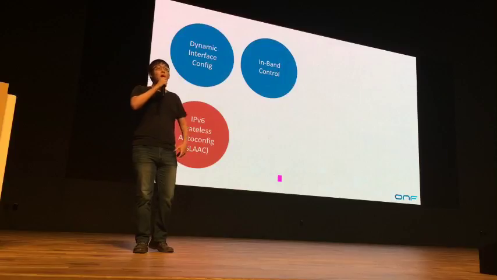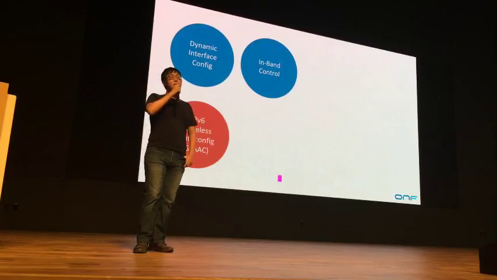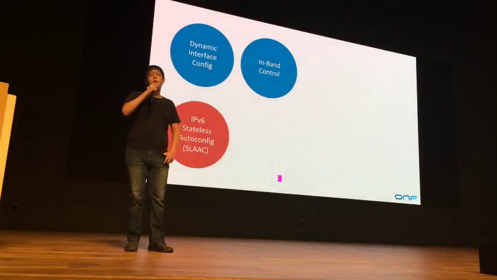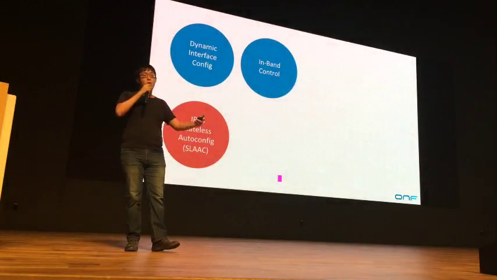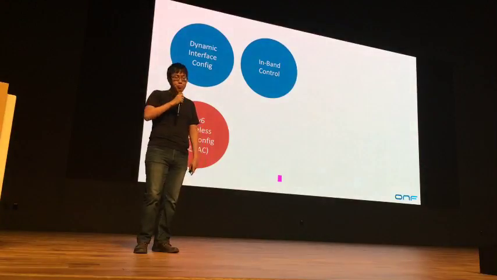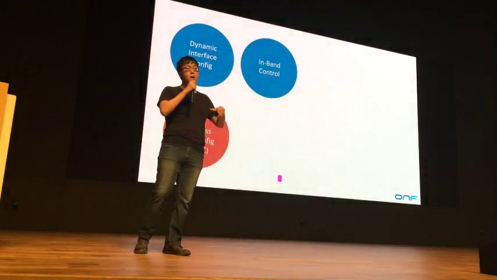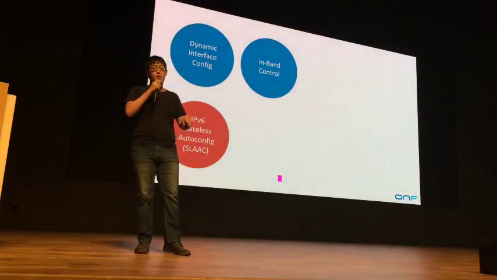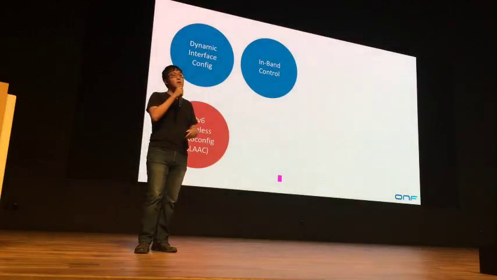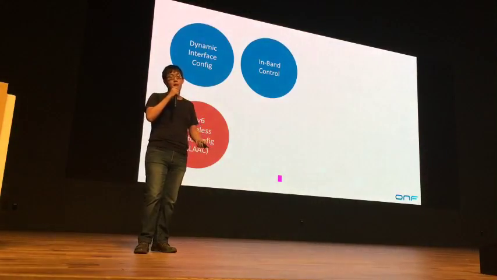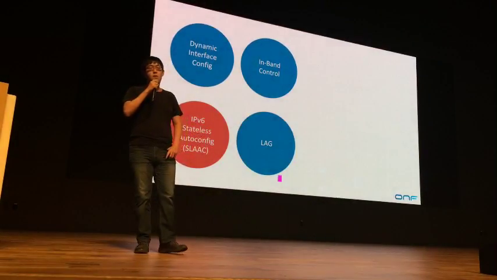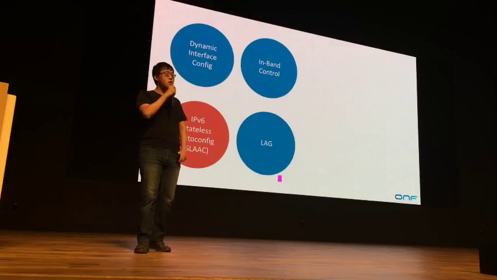We also want to support in-band control. There is a use case where the operator would like to put the leaf switch in a field which is far away from the central office. In this case, it's pretty hard to have a dedicated control plane link. So we want to use in-band control to control those leaf switches on the remote side. We also want to support LAG link aggregation. This is also in discussion.